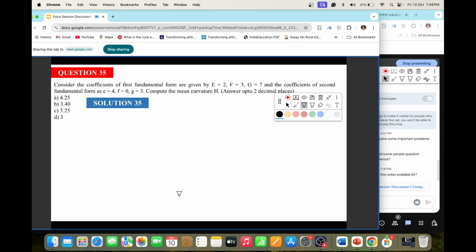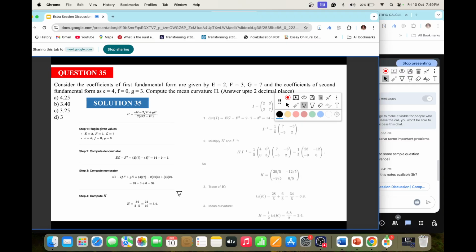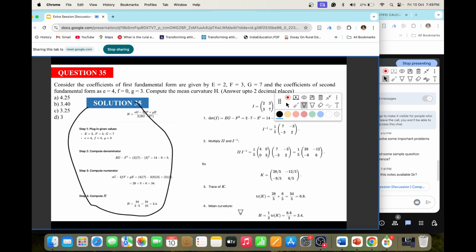Question number 35, E, F, G is given and you have to calculate the mean curvature. For mean curvature, you can either go by the simple method or by the long method. Just see whatever you feel is easy. This is the formula for mean curvature. You can take this formula and put in all the values E, F, G as well as small e, small f and small g.